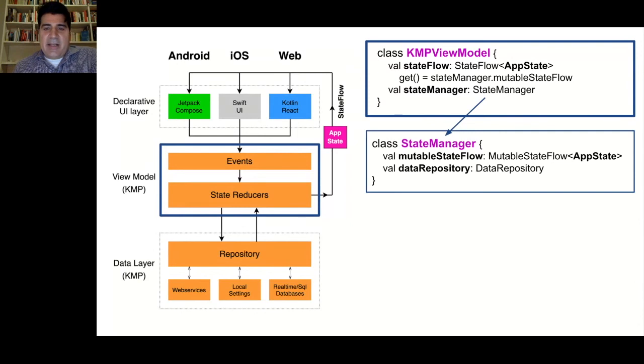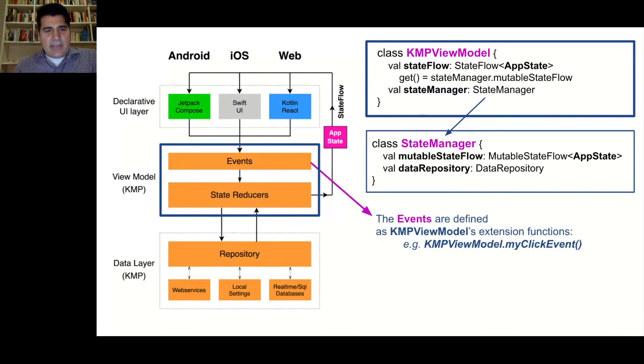And in the state manager, we define the mutable version of StateFlow, which is MutableStateFlow, which also has exactly the same type, which is the app state. So in fact, as you see, the getter of the StateFlow is actually the state manager's mutable flow. And this one we can modify. And in the next slide, we can see how we can do that.